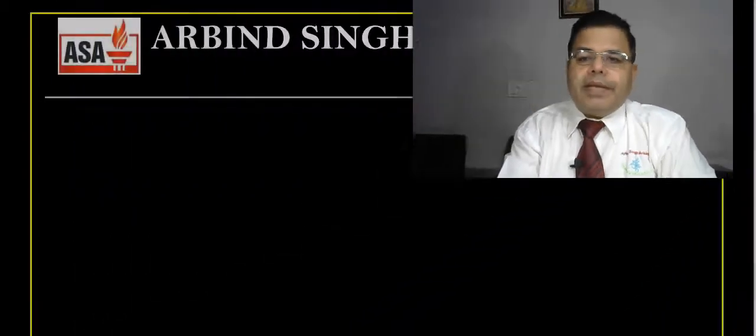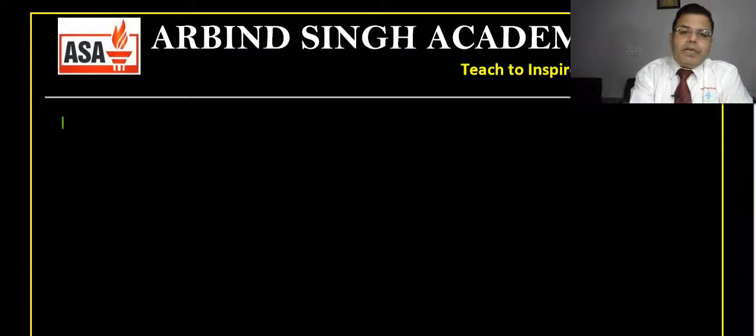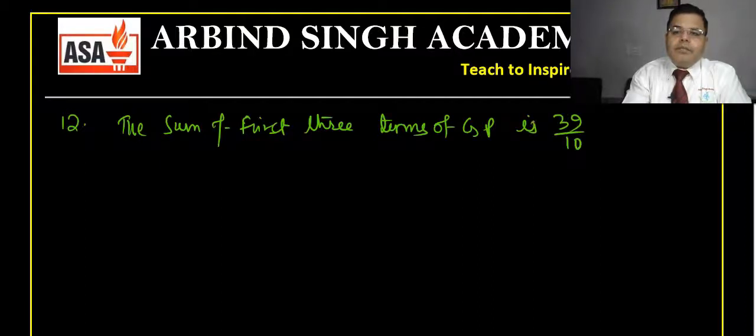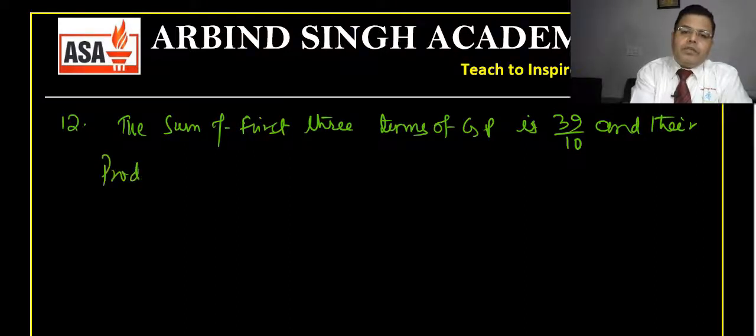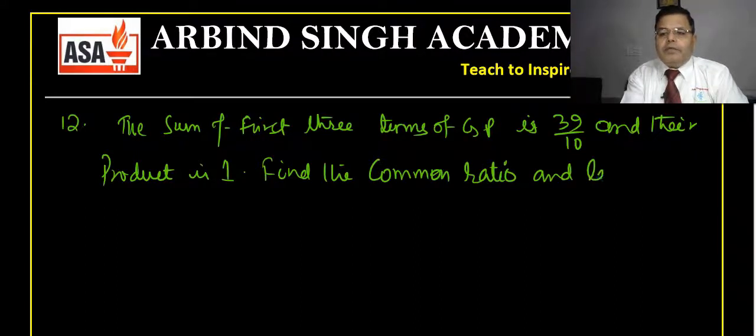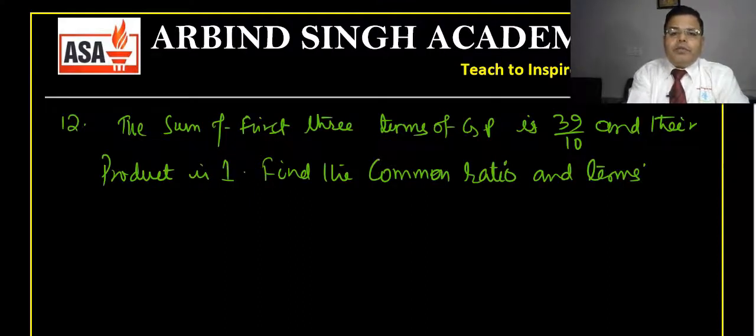Now let us solve some different questions, where the questions are described in terms of language. Here is question number 12: the sum of first three terms of a GP is 39 by 10, and their product is 1. Find the common ratio and the terms. Which terms? Those three terms. So we can solve it.